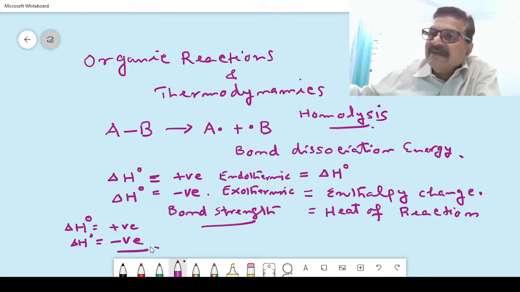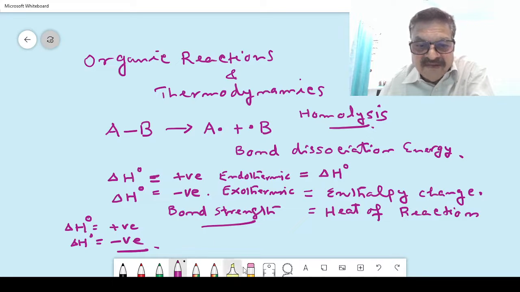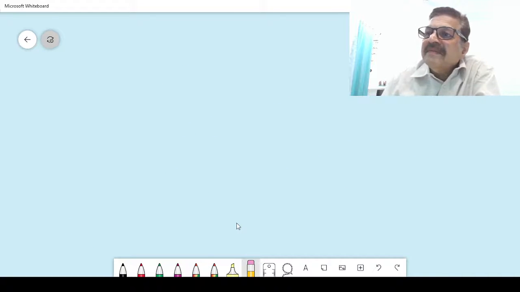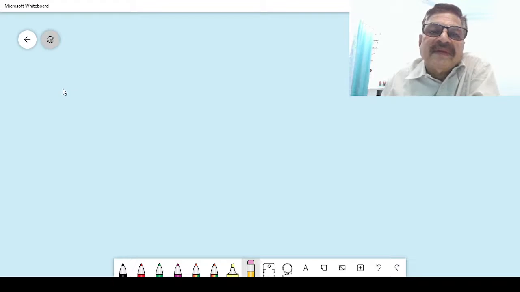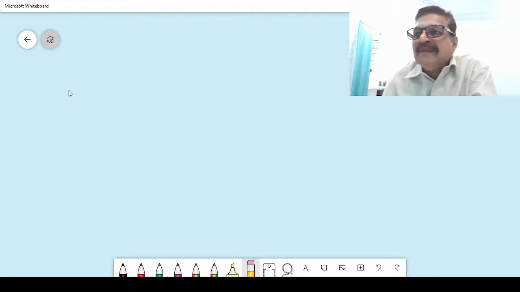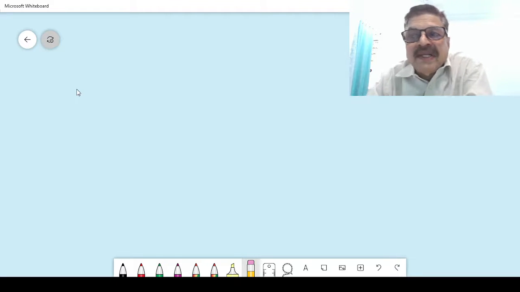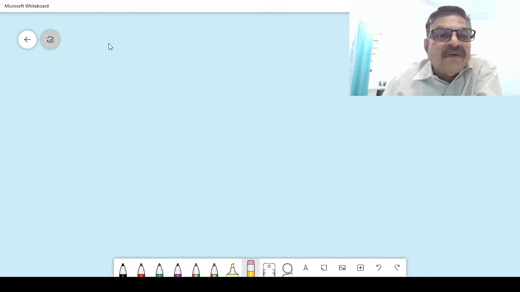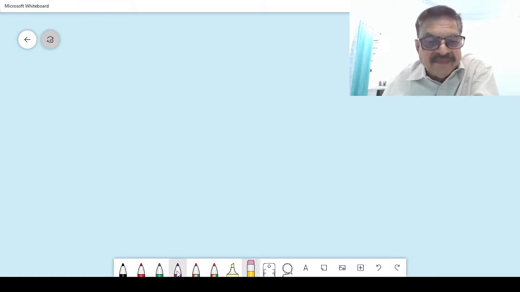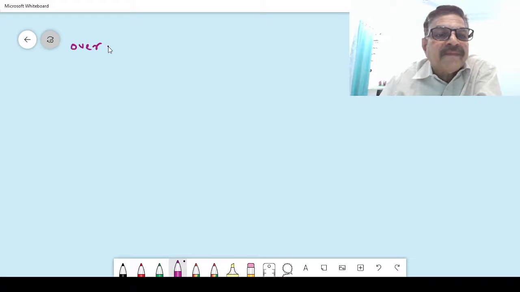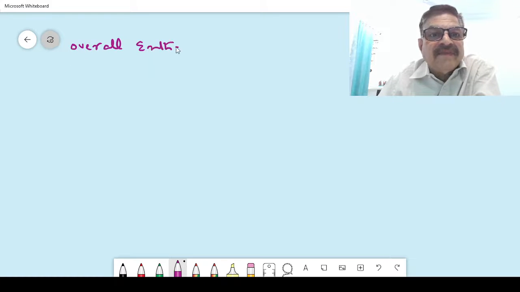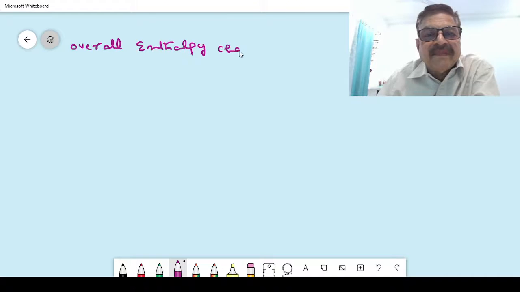Now let us see a reaction in which several bonds are broken and several bonds are formed. What will be the total enthalpy change? That is the overall enthalpy change in a reaction, which is what we are concerned with here.